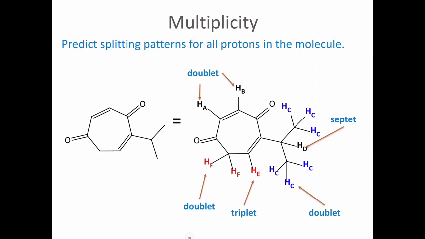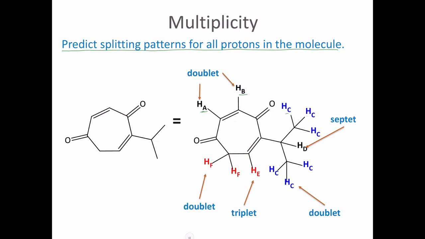Let us do a little bit of exercise. Predict the splitting patterns for all protons in this molecule. The first thing we need to do is to determine how many signals are going to be there. In this case, we have a proton here, we call it HA, HB. They are not equivalent because we don't see any symmetry in this molecule.